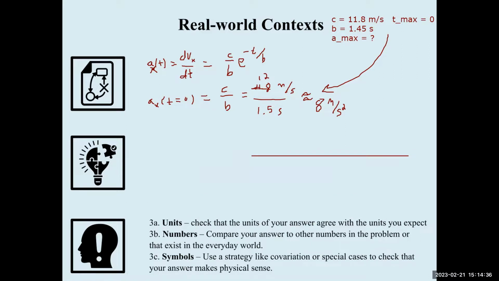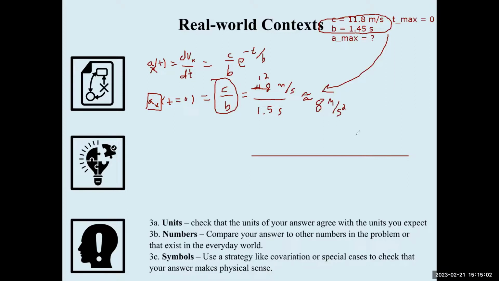In making sense of this, I'll start by checking to make sure the units are what I expect. I always want to do this with my symbolic answer. So c over b, and then I'll check up here to see what my units are. And indeed, just like I got when I worked out the numbers, meters per second divided by seconds is meters per second squared. And then check to make sure that that's what I want, which it is, because I want an acceleration, which is defined in meters per second squared.